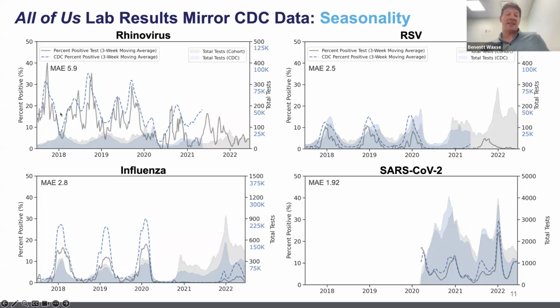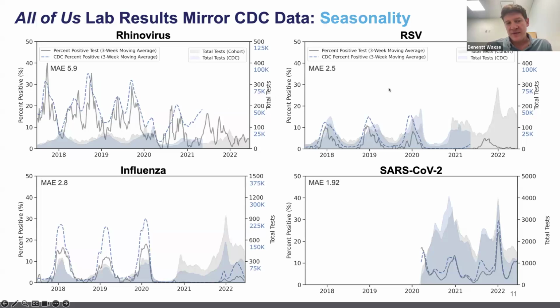So now let's look at the percent positivity. That's the lines. The gray line is All of Us, and the blue line is CDC. And you can see, just like I mentioned earlier, rhinovirus is showing 2 peaks per year, a smaller peak in the spring and a bigger peak in the fall, and every year it's following the same trend. Generally, the All of Us data, although it's more granular and there's more variability, matches the CDC data. And we have the mean adjusted error here on the top left. Rhinovirus has the highest error, but generally for the other viruses, it's quite low.